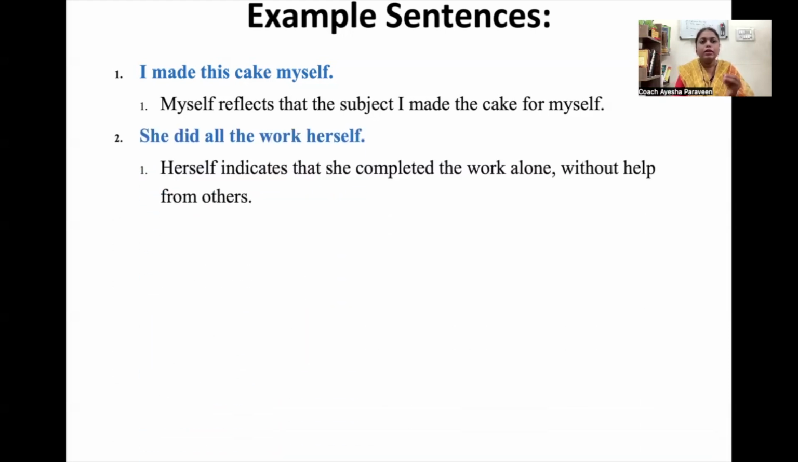She did all the work herself. Like in this sentence, we are talking about a female, and the work is done by the same female only. Herself indicates that she completed the work alone without help from others.